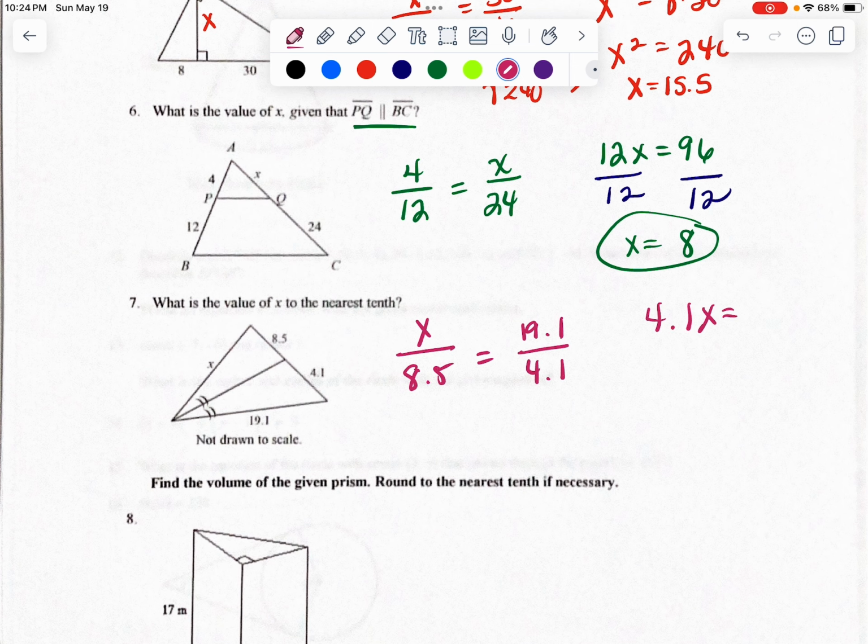Let's see, 8.5 times 19.1 is 162.35. And then you'll just divide both sides by 4.1.